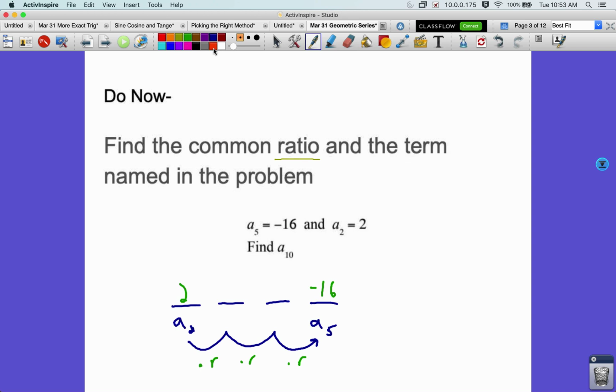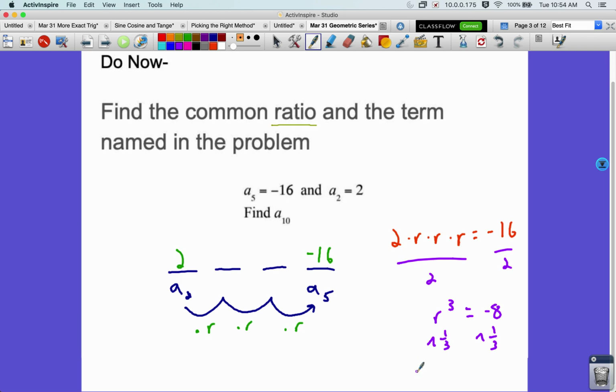All right, a sub 2 is 2, a sub 5 is negative 16. And so I can set up an equation like this: 2 times r times r times r equals negative 16. I'm going to divide both sides by 2, and I'm also going to collapse that r times r times r to be r cubed. So r cubed equals negative 8. To get rid of a cube, we can take the cube root or raise to the power of 1/3. I know this one: negative 8 to the 1/3 would be negative 2, because negative 2 times itself 3 times is negative 8. R equals negative 2.